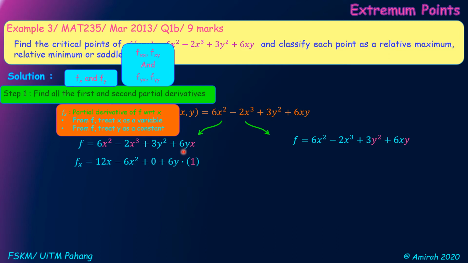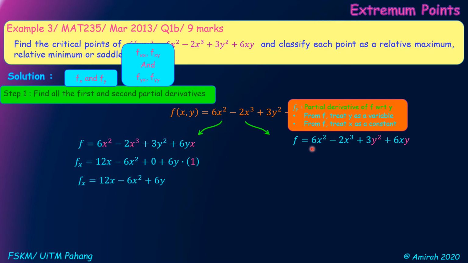And then 6yx. y here is a constant, so y times 6 is also constant. Constant times x, when we differentiate, we still have the constant, and differentiating x gives 1. Let's say we want to differentiate 12x, the answer equals 12. Then we simplify, so we get fx equals 12x minus 6x squared plus 6y.